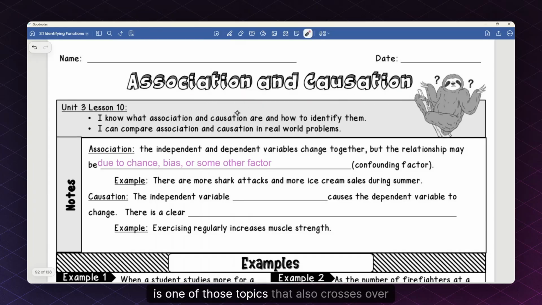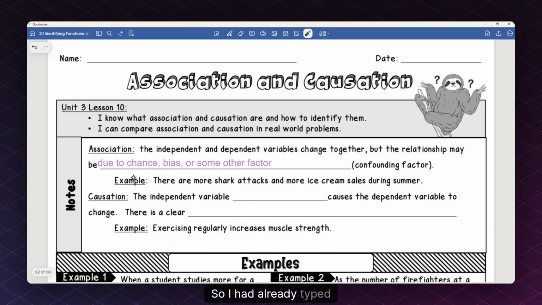This is one of those topics that also crosses over nicely to science, so you might see this in your science class as well. So the first objective is that we know what association and causation are and how to identify them, and then you can compare them in real-world problems.